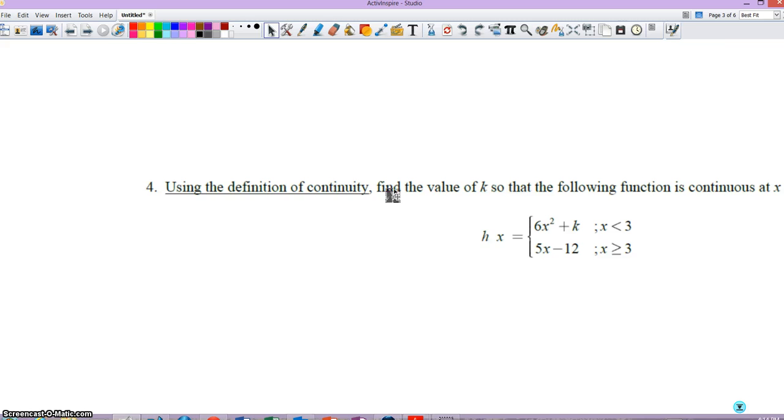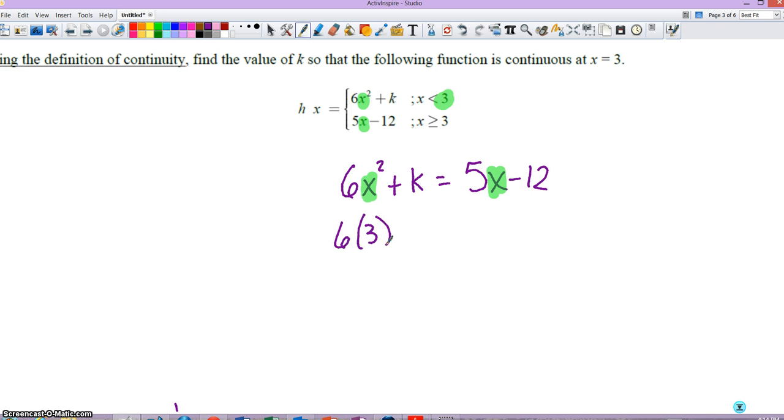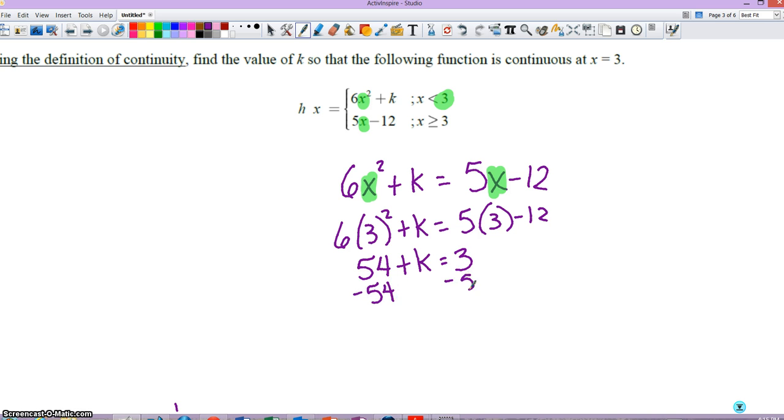Using the definition of continuity, find the value of k so that it's continuous. You set them equal at 3. So 6x squared plus k equals 5x minus 12, but I've got a 3, it needs to go here and here, and then I just solve for k. So it's 6 times 3 squared plus k equals 5 times 3 minus 12. 3 squared is 9 times 6, 54. 15 minus 12 is 3, so minus 54, minus 54, so k is negative 51.